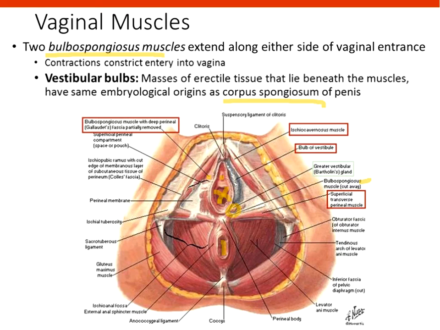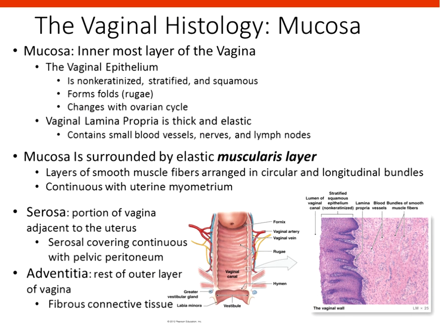So again, the bulbospongiosus muscle on this side is cut away. On this side, you see it intact, so you can see it right there, and it's also right here and right here. And that muscle plays a role in helping you constrict part of the openings and closings of the vulva, and so opening and closing the vagina.